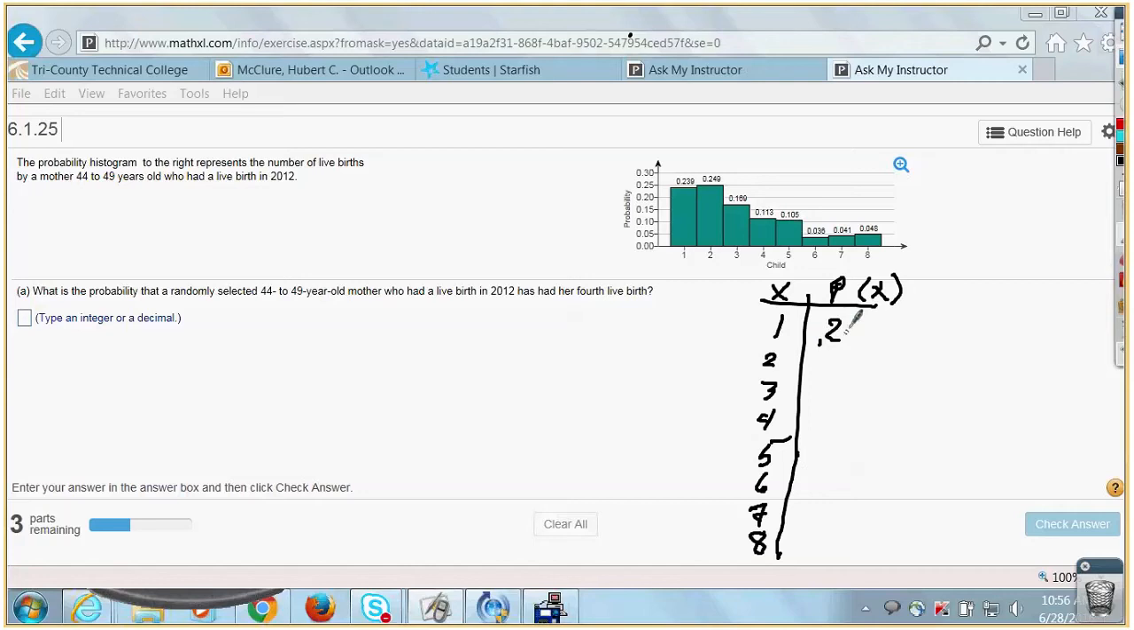0.239, 0.249, 0.169, 0.113, 0.105, 0.036, 0.041, and 0.048.